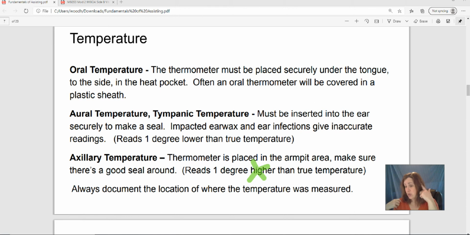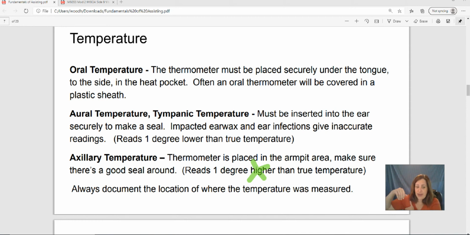Aural temperature is your ear, also called tympanic, because tympanic means eardrum. You're going to make a nice seal in the ear, and it's going to read a degree lower than true temperature. You will have an impacted reading if they have earwax or an ear infection. So if our patient is there for an ear infection, don't take their temperature in their ear. You'll get a bad reading, and you won't even know it.